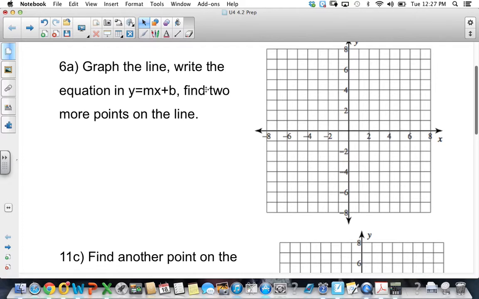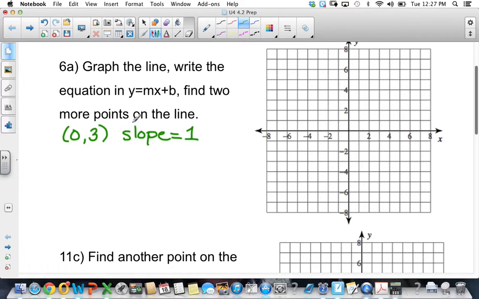So 6A tells us to graph the line and write the equation in y equals mx plus b and find 2 more points on the line. To provide a little more information, the line goes through point (0, 3) and has a slope of 1. When you graph a line, you always want to graph the point first, which is given, which is (0, 3). Now that also happens to be the y-intercept. So I do know that b in the formula y equals mx plus b is 3.